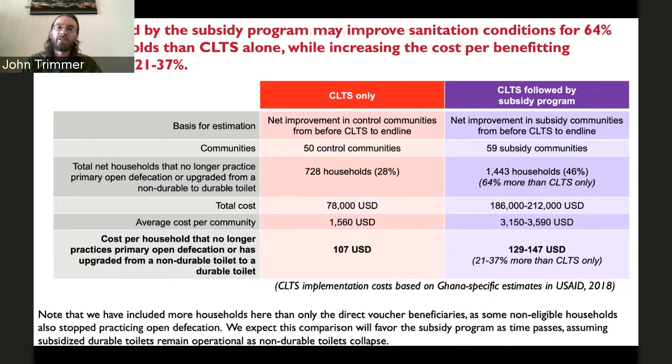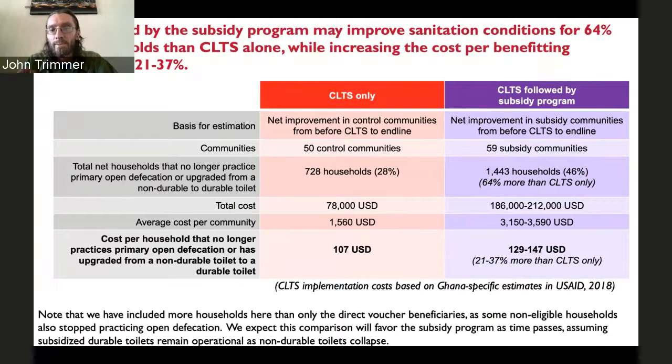So what we did was we looked at these different groups, these different scenarios, and looked at how things changed from before CLTS was implemented until the end-line surveys that we conducted, to get a sense for, first, how each of these scenarios affected open defecation. So how many households no longer practiced open defecation as a result, and also how many households upgraded from, say, a less durable toilet to a more durable facility as a result of these programs.